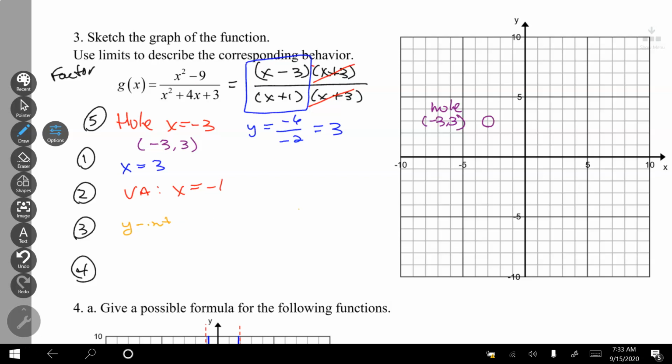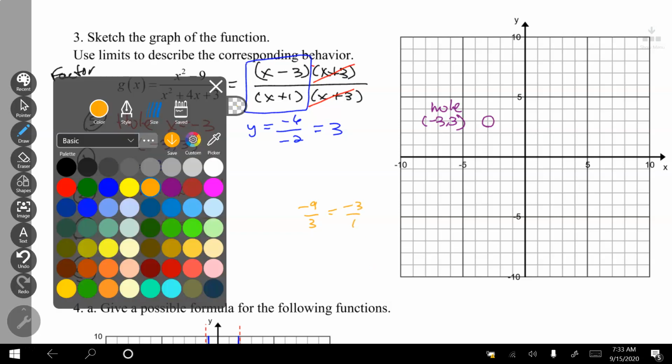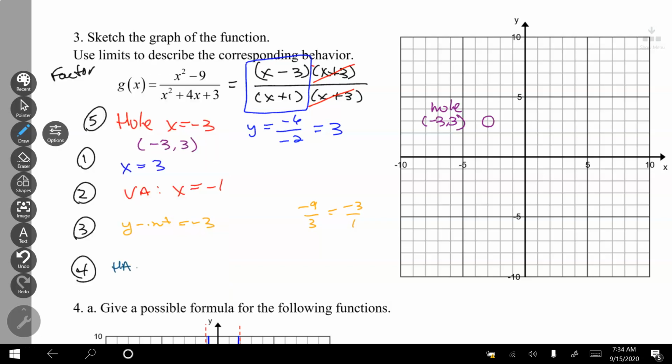I could plug in the original. I could get negative 9 over 3, which is negative 3. Or I could plug it in here, and I would get negative 3 over 1. I still get the same result. Doesn't really matter. And my HA is leading term over leading term, and I get 1.